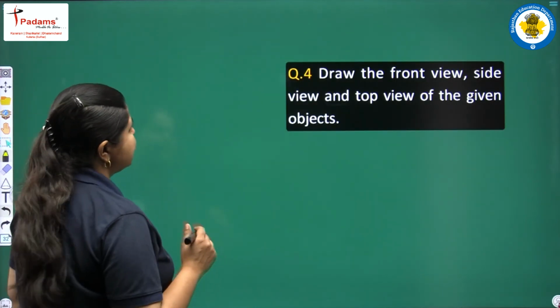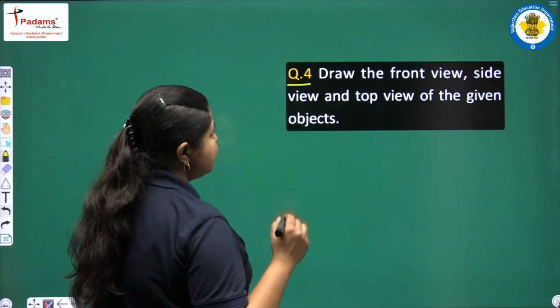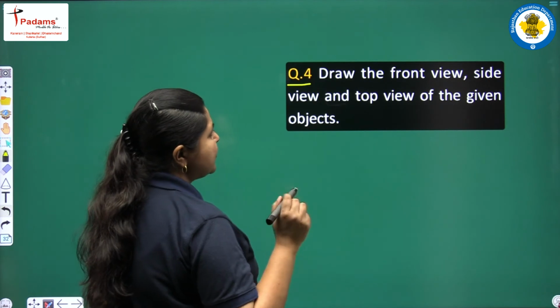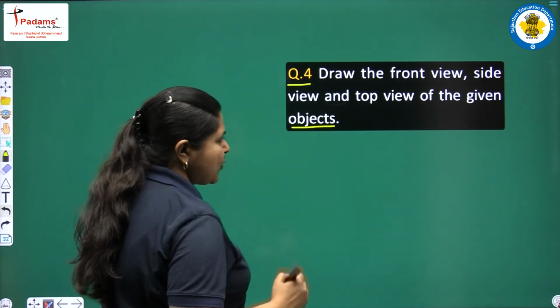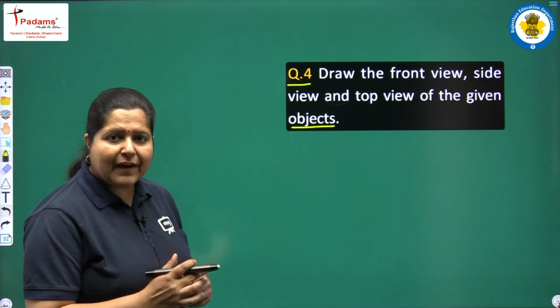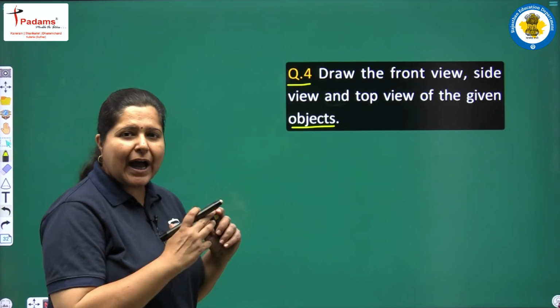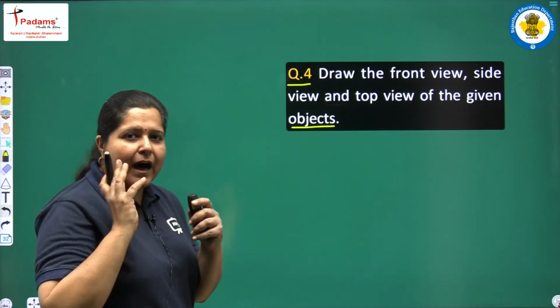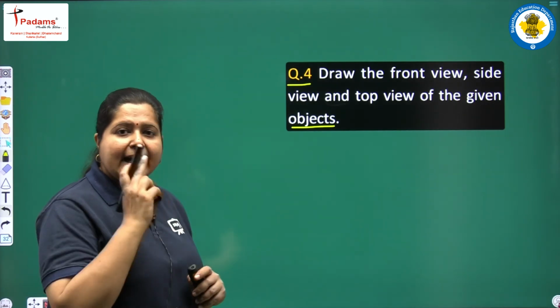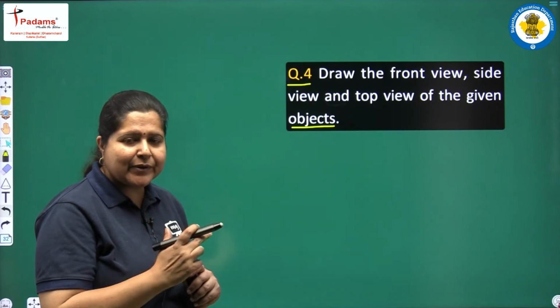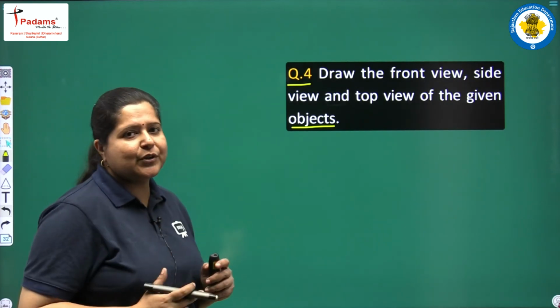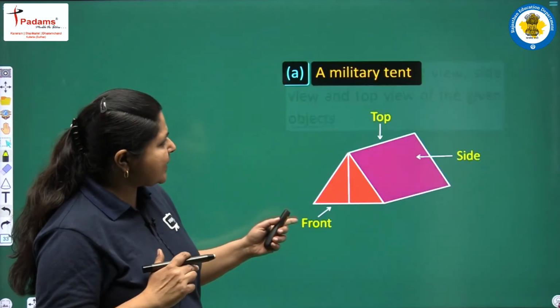Next we have this question 4. Draw the front view, side view and top view of the given objects. Now some objects have been given to you. You have to see that object and then visualize in your mind how its front view will look, how its side view will look, how its top view will look, and then you have to draw those views also. The first one is here for you.